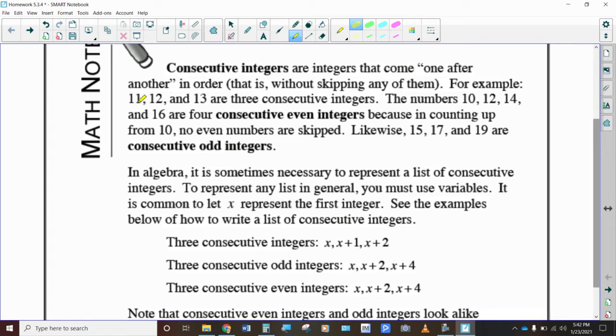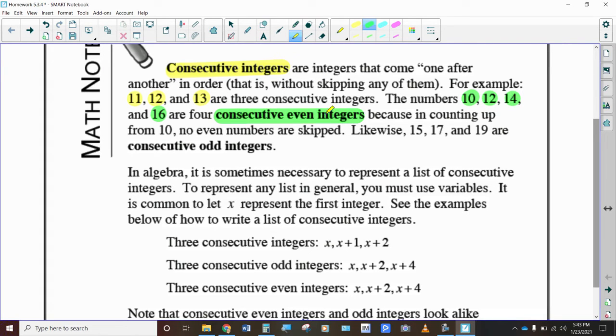So consecutive integers, as we saw in the lesson, have to do with three integers that are right in a row on the number line. So 11, 12, 13, or 4, 5, and 6, or 28, 29, 30, those would be considered consecutive integers. Now, this is where things get a little interesting. Consecutive even integers are 2 apart on the number line, right? Because it goes even, odd, even, odd, and so on and so forth.